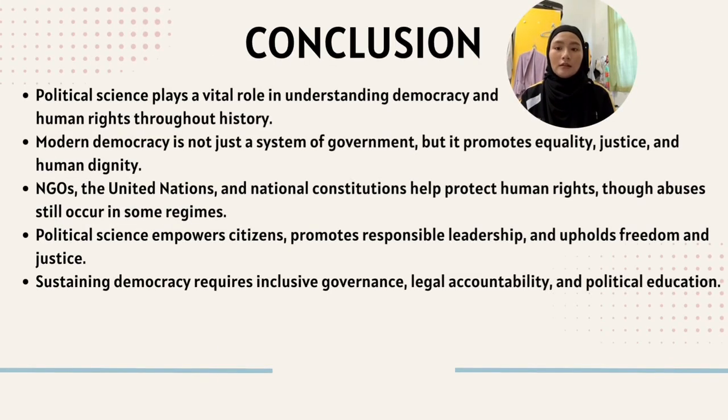Okay, for the conclusion, political science plays a vital role in understanding democracy and human rights through our history. Modern democracy is not just a system of government, but it promotes equality, justice, and human dignity. NGOs, the United Nations, and national constitutions help protect human rights, though abuse still occurs in some regimes. Political science empowers citizens, promotes responsible leadership, and upholds freedom and justice. Sustaining democracy requires inclusive governance, legal accountability, and political education.